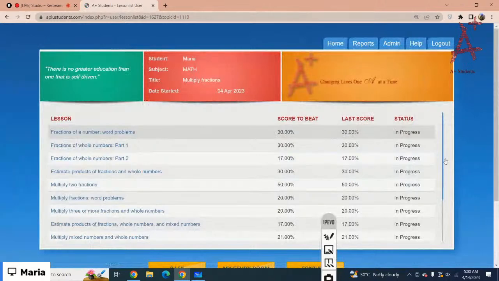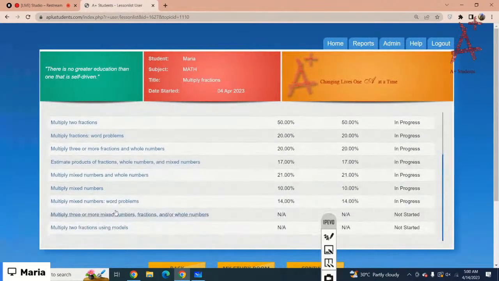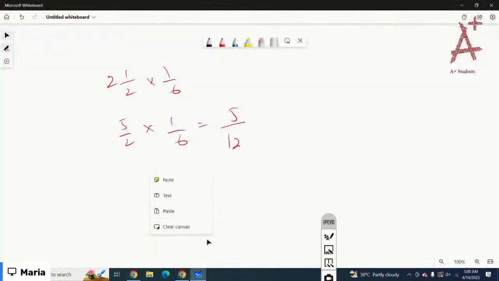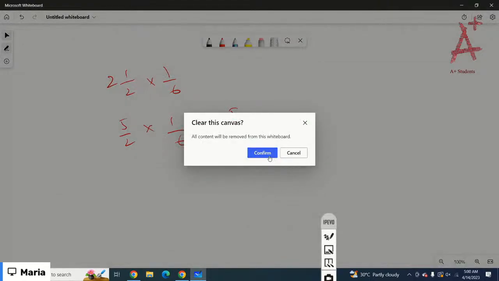Okay, the next lesson is multiply 3 or more mixed numbers, fractions, and/or whole numbers. So let's just start with the first one: 3 times 1 over 2 times 3 whole 1 over 5. That is exactly the same as when you multiply two fractions. Got it? You have to convert them into improper fractions first, then multiply all the numerators and then all the denominators.